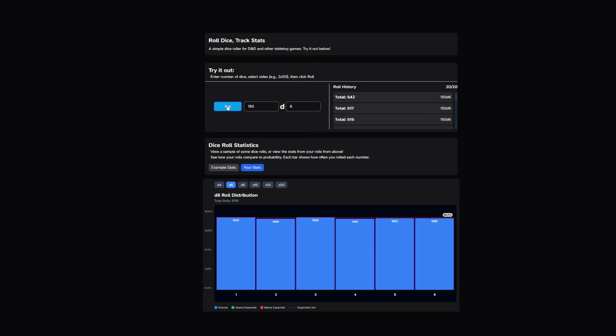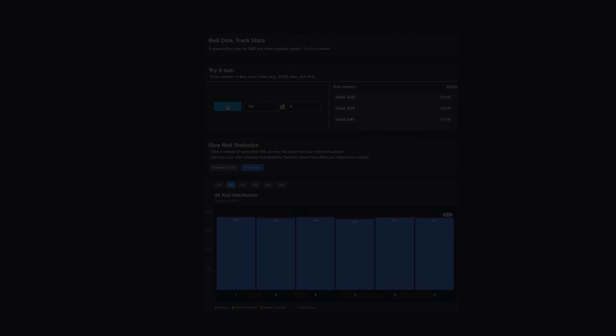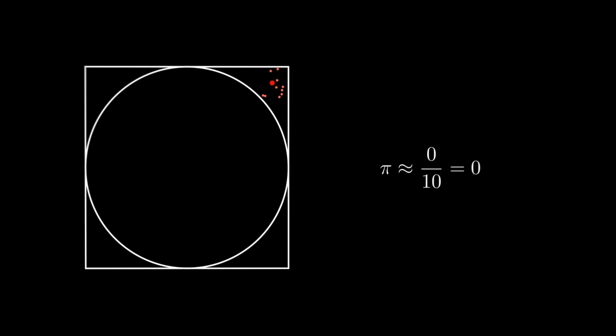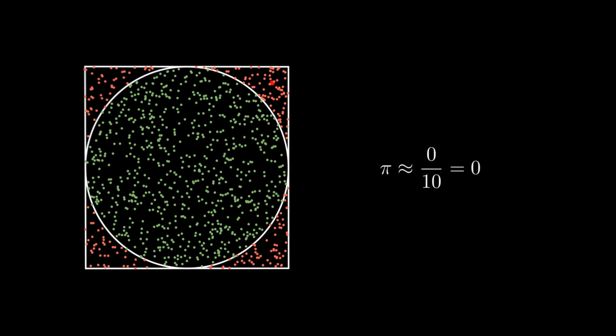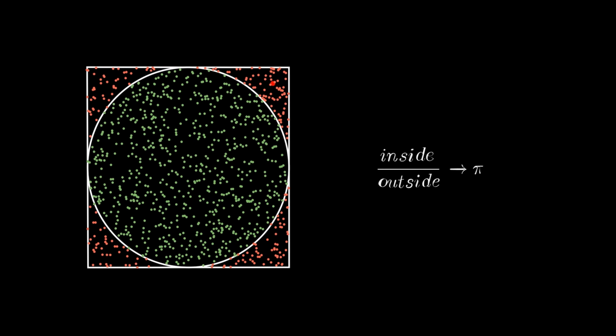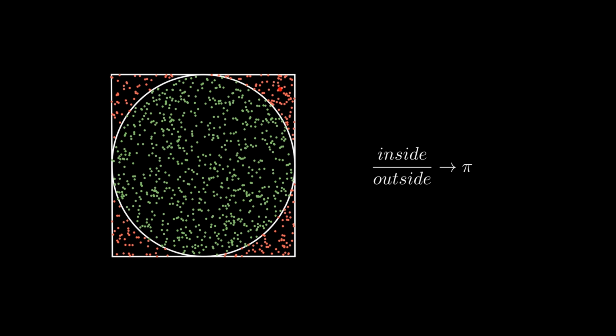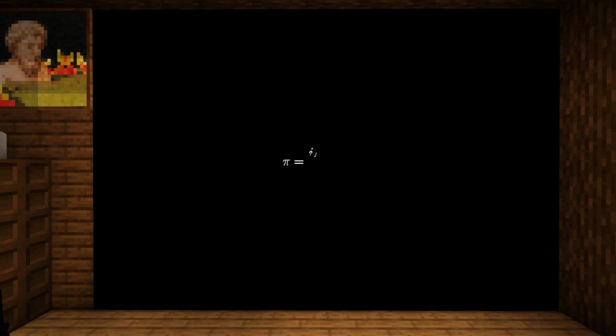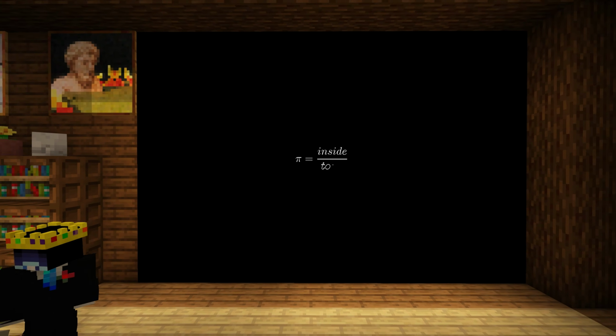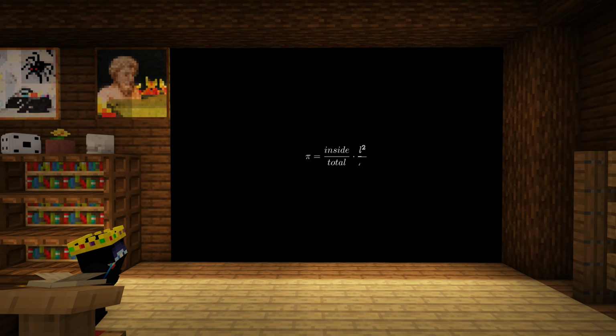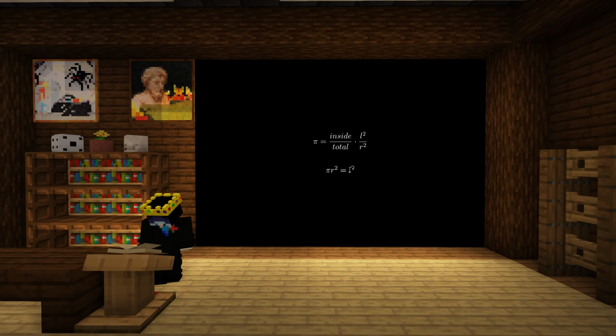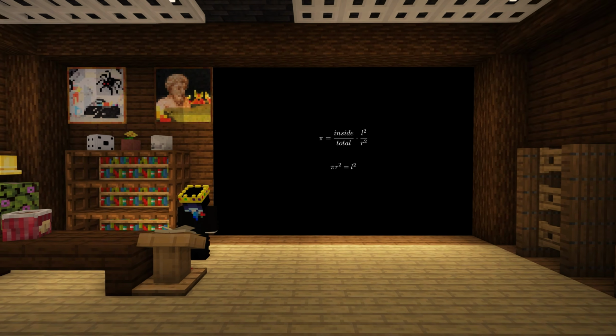In our case, with the fractions of the areas, we have random points that could be inside or outside the circle, and we could have a streak of points that favor one of those two, making our guess different than what we would expect. But as we sample more and more points, we would expect to see it approach our value for pi. So this ends up being pi equals inside divided by total times length squared divided by r squared, stemming from pi r squared equals l squared.